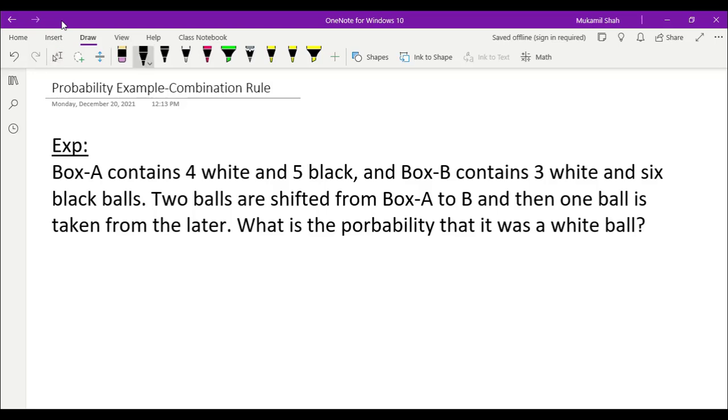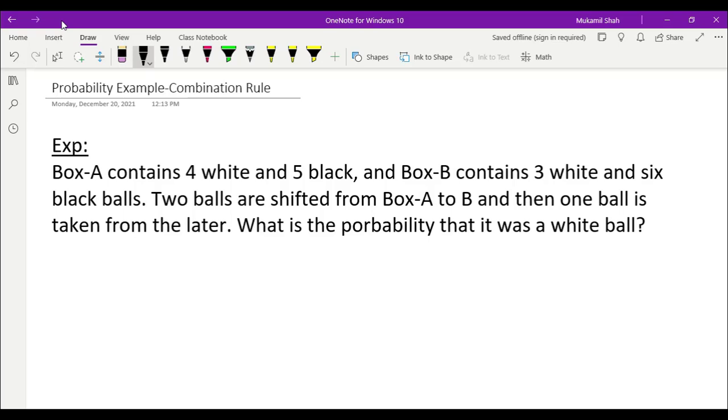Well, in this example, we are using the combination rule to solve this probability problem. The problem is: box A contains 4 white and 5 black balls, and box B contains 3 white and 6 black balls. 2 balls are shifted from box A to B, and then 1 ball is taken from the latter. What is the probability that it was a white ball?